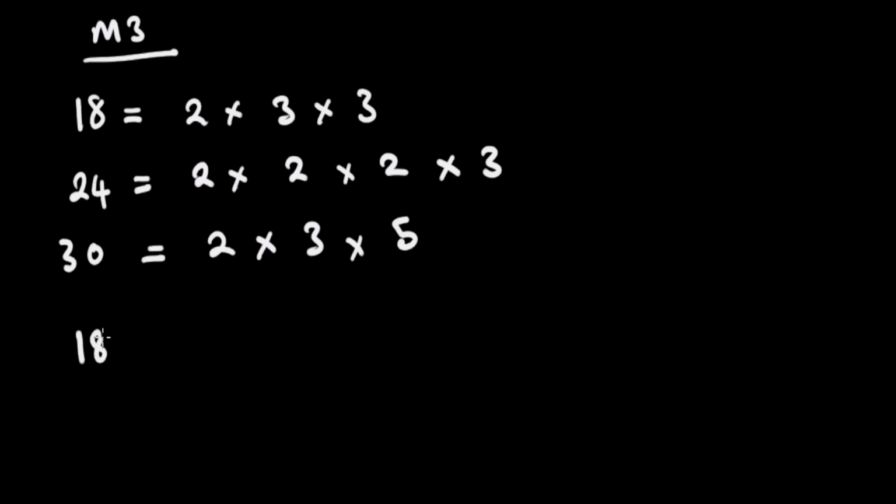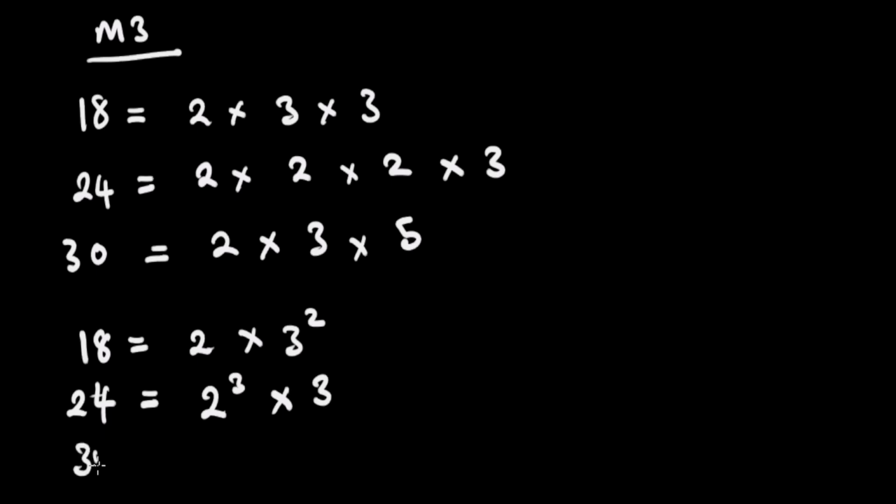Zvazvinoreva zvekuti 18 achava equal to 2 times 3 squared. Saka instead of saying 3 times 3 tatichisu tati 3 squared. Then 24 achava equal to 2 to the power 3 times 3. Then 30 achava equal to 2 times 3 times 5. Saka tanyora mafactors aya but this time tachima expressa as powers. Tiri panapa manje, our highest common factor is going to be equal to the highest common factor.